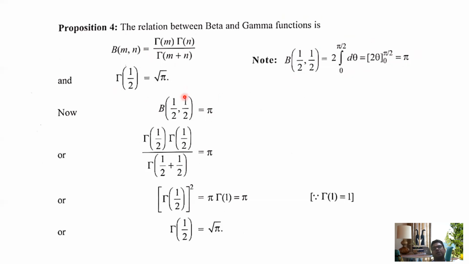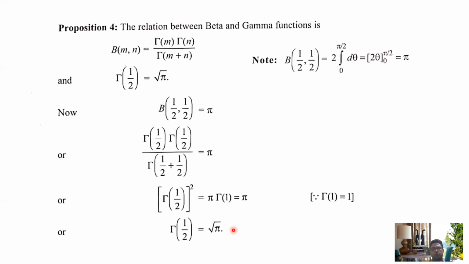Now using the beta gamma relation, that is gamma half gamma half by gamma half plus half, ultimately we have gamma half whole square by gamma 1. Gamma 1 is equal to 1, so this is equal to pi. Correct. So gamma half is equal to root pi. This is also a very, very important property. Please memorize this: gamma half is equal to root pi. Beta mn is equal to gamma m gamma n by gamma m plus n.